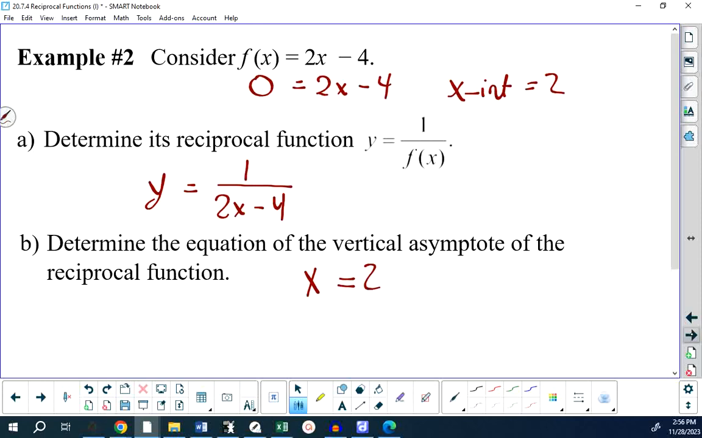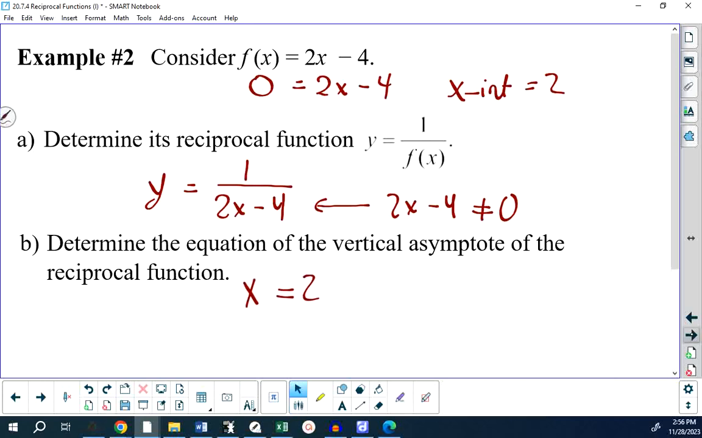There's another way to look at it. Do you agree you're not allowed to divide by 0? But that means if you're not allowed to divide by 0, then 2x minus 4 is not allowed to be 0, is it? 2x minus 4 can't be 0. Well, if I solve that, I get x is not allowed to be 2. Well, that explains why there's an asymptote at x equals 2, because x is not allowed to be 2.